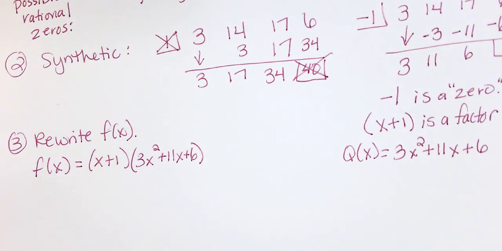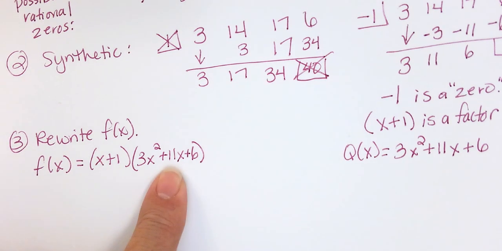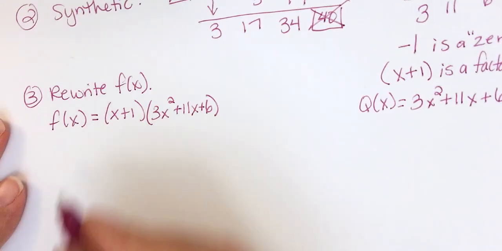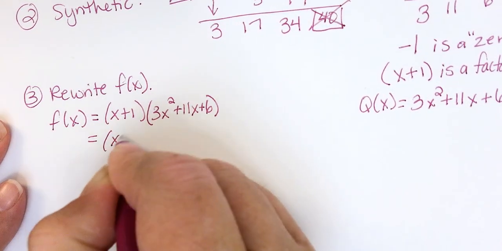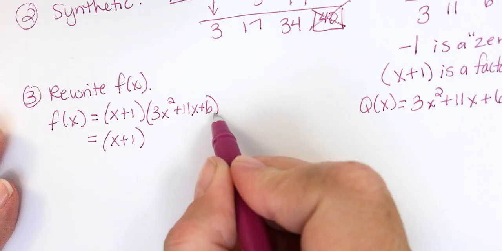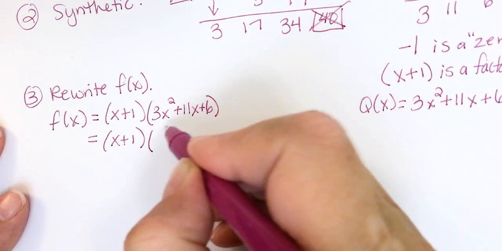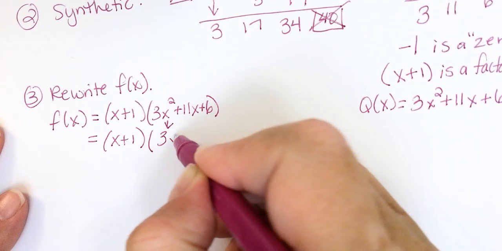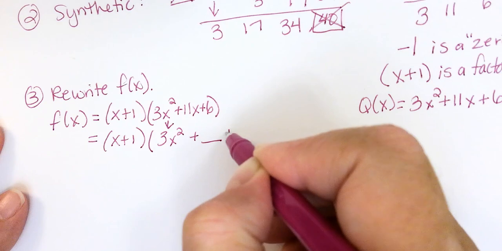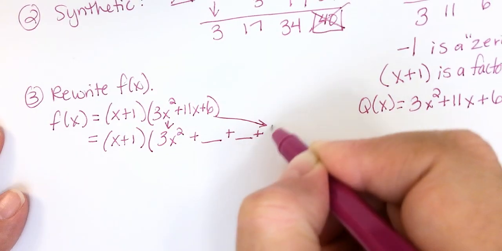Now I was told in my directions to factor this completely. This is factored completely, but this is not. This is a trinomial that we can factor. So we're going to bring down the x plus 1, and I'm going to factor this by grouping. If you know another method, go for it. I use grouping for this. So we're going to bring down the first term, add 2 blanks, and bring down the last term.